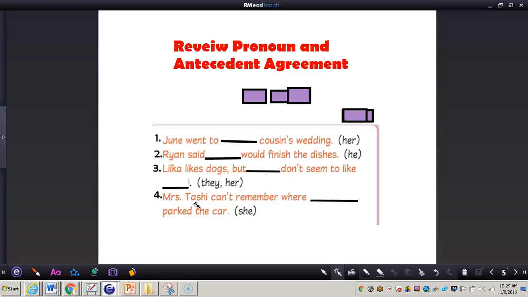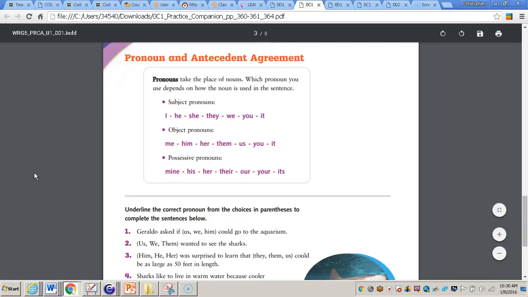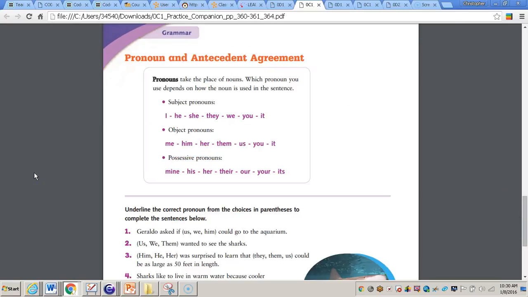Now what I want you to do is turn your practice companion books to page 364, and we'll continue to take a look at pronoun and antecedent agreements. At the top of page 364, we can see that pronouns take the place of nouns. Which pronoun you use depends on how it is used in the sentence. So we see subject pronouns, object pronouns, and possessive pronouns.